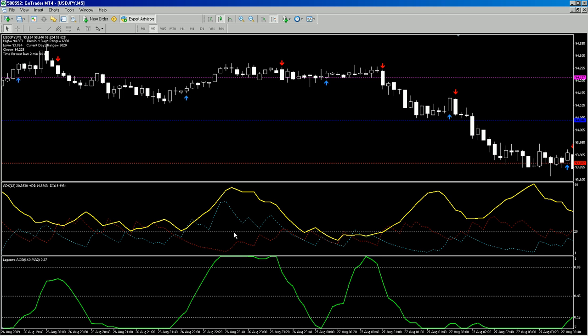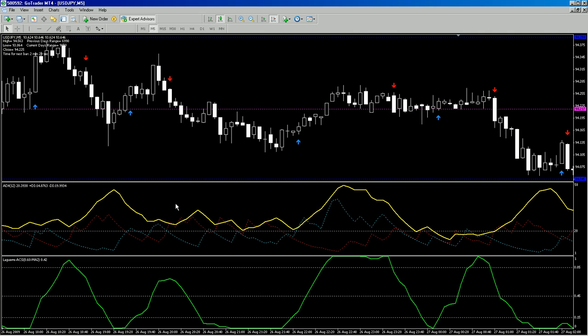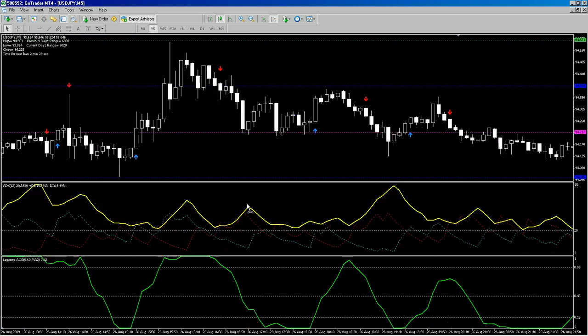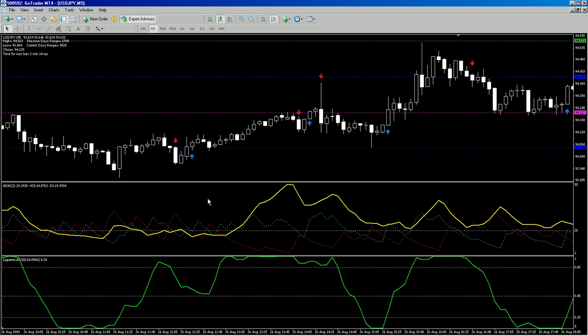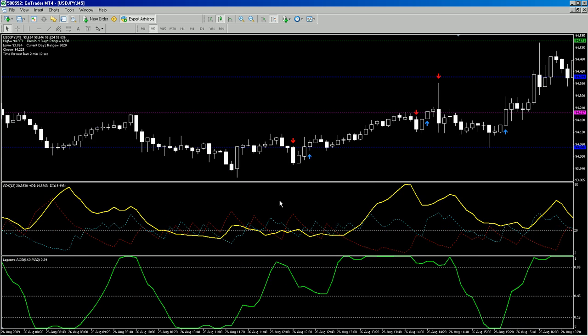Now what is commonly spoken about is if the ADX itself, the yellow line, is above the 20 level, that horizontal white line, then there is a trend. Now this yellow ADX line can be going up in either a long trend or a short trend. So the yellow line does not dictate the direction of the trend, it just dictates the strength of the trend.